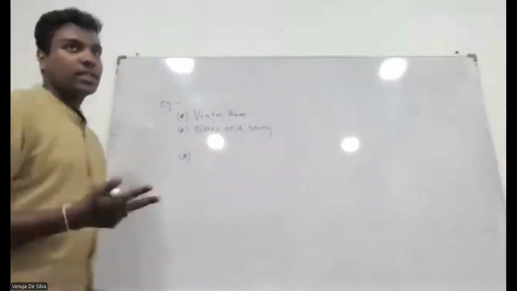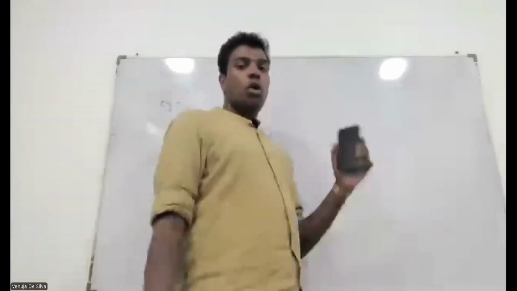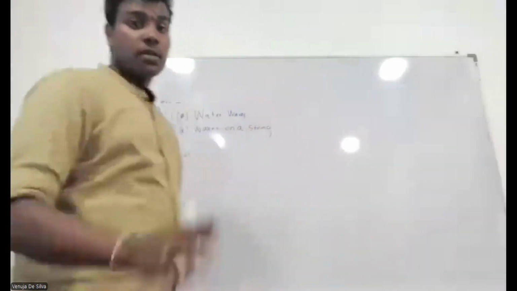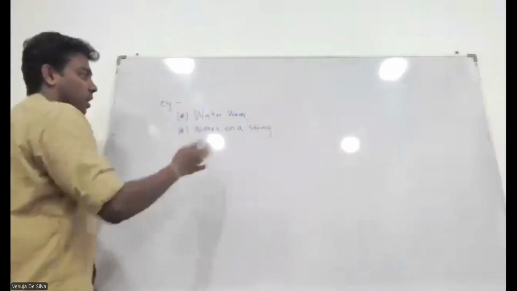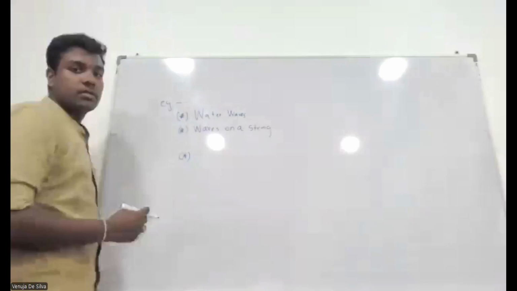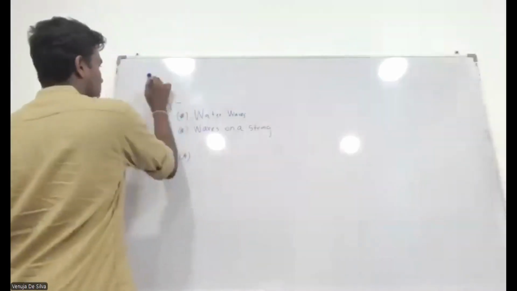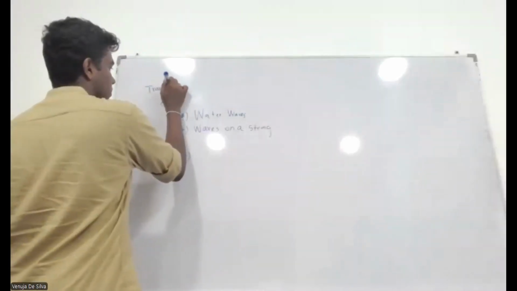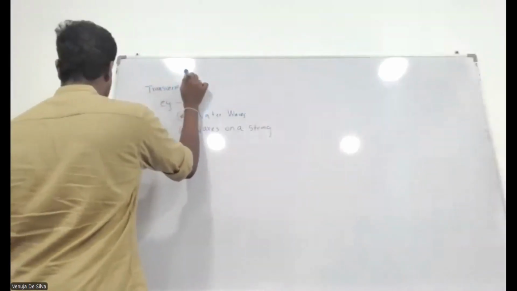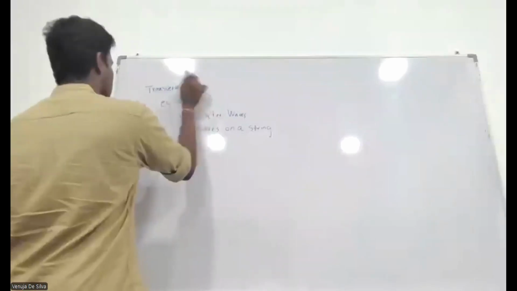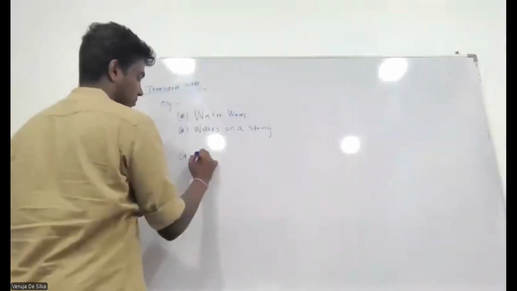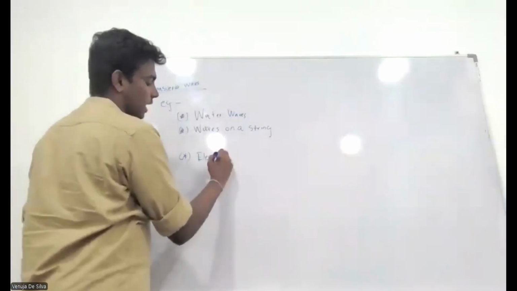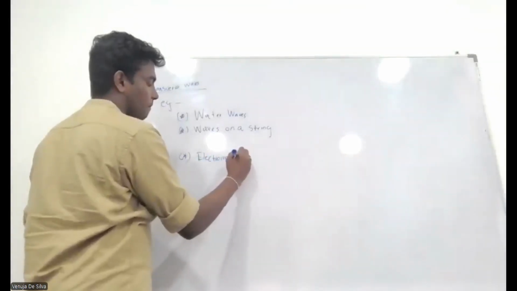There's something called cosmic rays. You don't have it in your syllabus. All of them are electromagnetic waves. So all that comes under transverse waves, right? I'm just going to write electromagnetic waves.